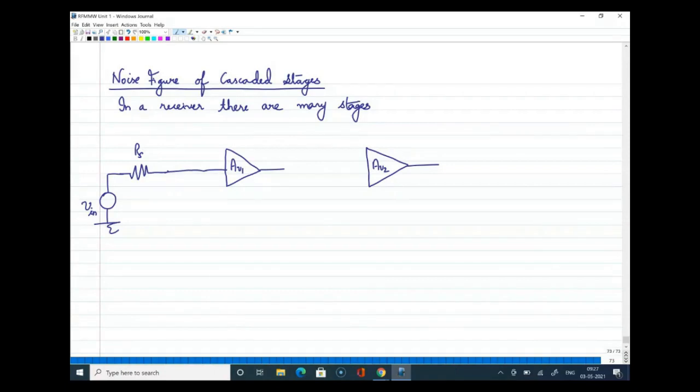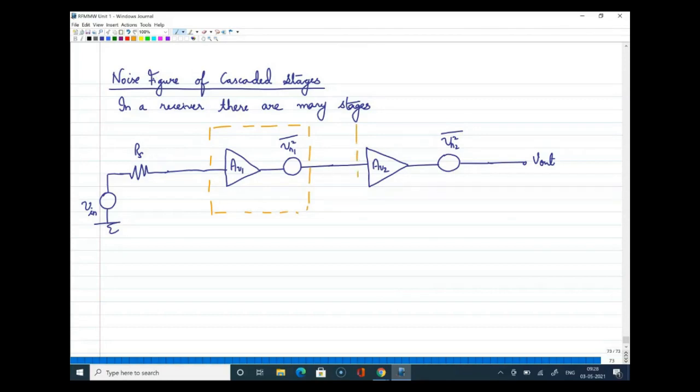Now the noise of each stage I'm defining at the output. The first stage noise, I'm marking as the voltage at the output, VN1 square. Similarly, the second stage noise is also marked at the output as VN2 square. And this is the final output, Vout. So this is the first stage with noise marked at the output. Similarly, this is the second stage.